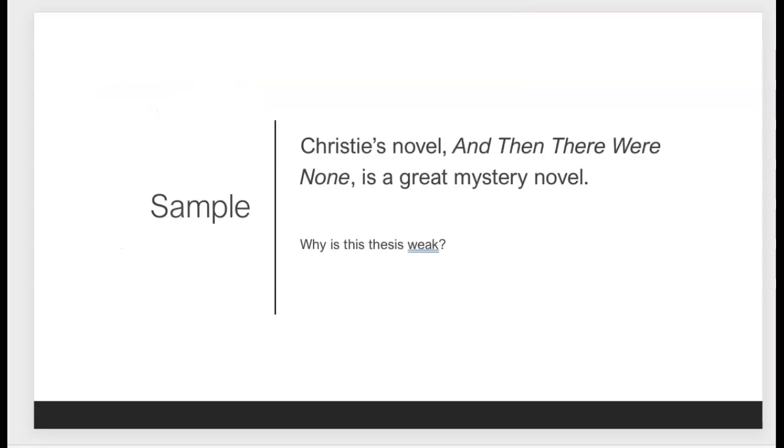So I want you to look really quickly at this thesis statement: Christie's novel, And Then There Were None, is a great mystery novel. Is this a good thesis statement based on what we've just talked about? Well, it's good in that it says the author's name and it gives the title of the work. But is the concept that it is a great mystery novel a strong claim? Well, I would argue that it is not, because it's not up for debate. It is a great mystery novel, but it's also weak for a variety of other reasons.